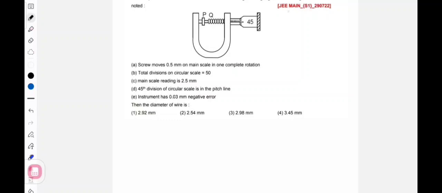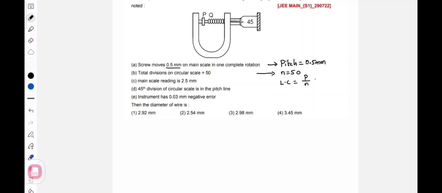This question was given in JEE Mains, one of the years. Let's see the question. In an experiment to find out the diameter of a wire using a screw gauge, the following observations are noted. Screw moves 0.5 mm on the main scale in one complete rotation. Earlier we have seen in one complete rotation it moved 1 mm. Here they mentioned 0.5 mm, which means pitch is not 1 mm but 0.5 mm. Total divisions, this is our N, 50. From this we'll find the least count.